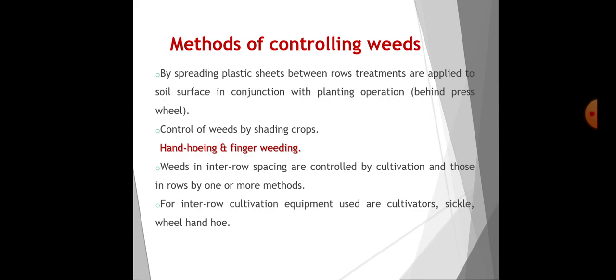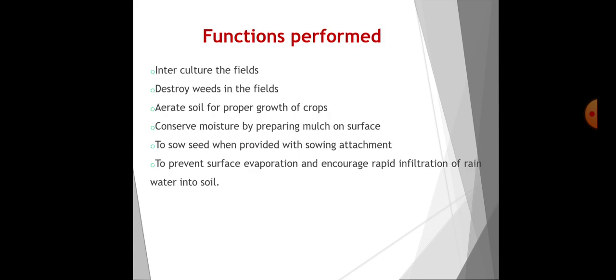Next, we use the hand hoe and finger weeding to remove the weeds. Weeds in inter-row spacing are controlled by cultivation and those in rows by one or more methods. For inter-row cultivation, the equipment used are cultivators, sickles, and the wheel hand hoe. Next, what are the functions performed to remove the weeds?